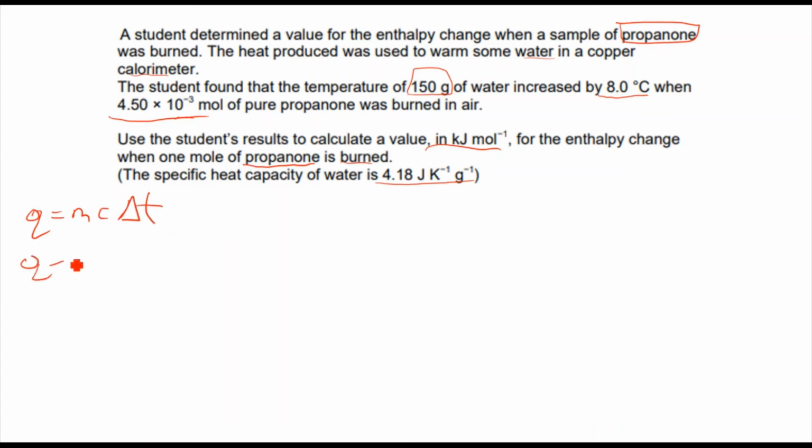Q is the energy change I'm calculating. For m, I've been told it's 150 grams of water, so I can add that in. 150 times 4.18, which is the specific heat capacity. Now the temperature change. I've been told that the water increased by 8 degrees Celsius. What some students do here is make a mistake by adding 8 to 273, which gives them 281 kelvins, which changes the whole answer and makes it incorrect.